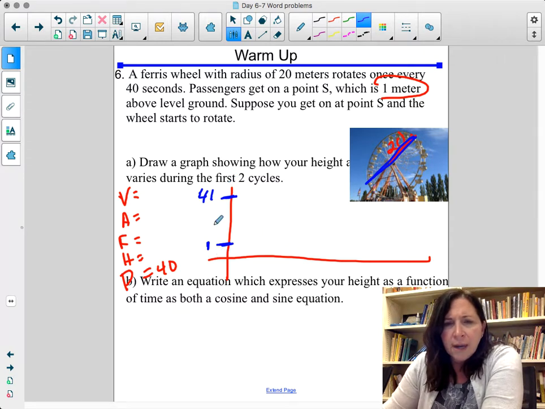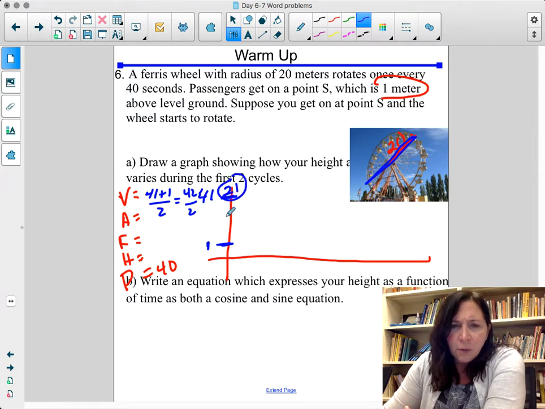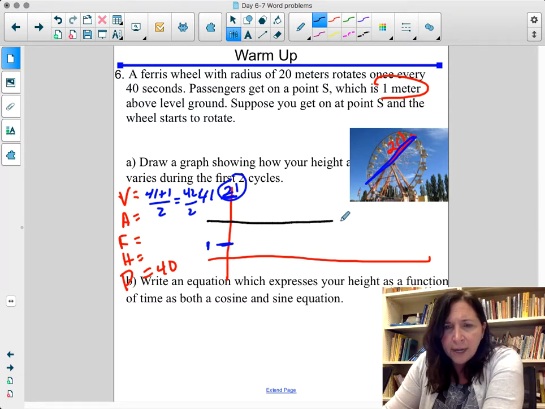So I need to know what this length is here. So my vertical shift. Again, find the average. So you're going to go 41 plus 1 divided by 2. So that's 42 divided by 2. So my vertical shift is 21. Now, that means that this line that fits right in the middle is 21.